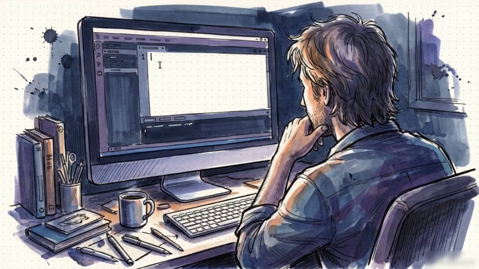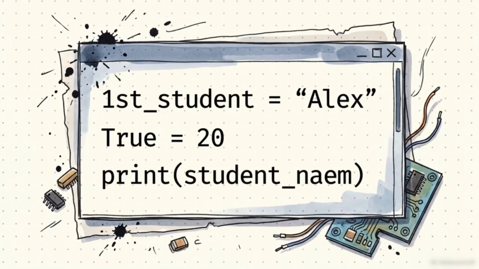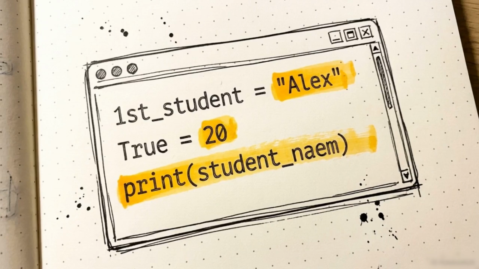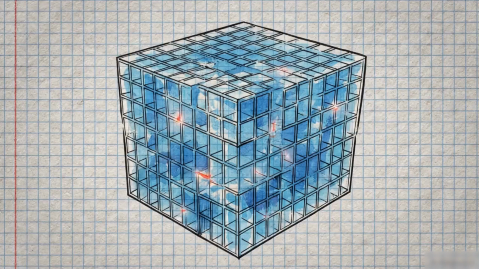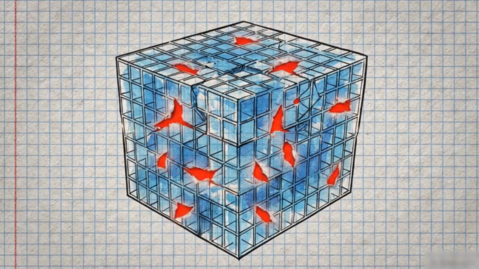You sit down to write a simple Python script. The goal is straightforward. Create and store a basic profile for a new student. Look at this code editor. We have written exactly 3 lines of logic that define a name, an age, and an output command to display the data. You hit run, expecting a clean output terminal to appear.